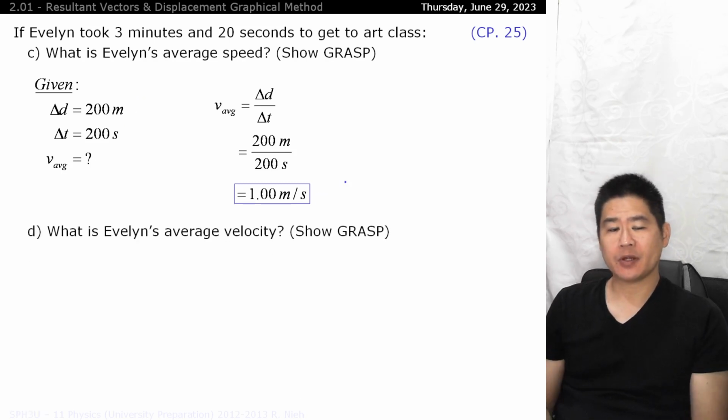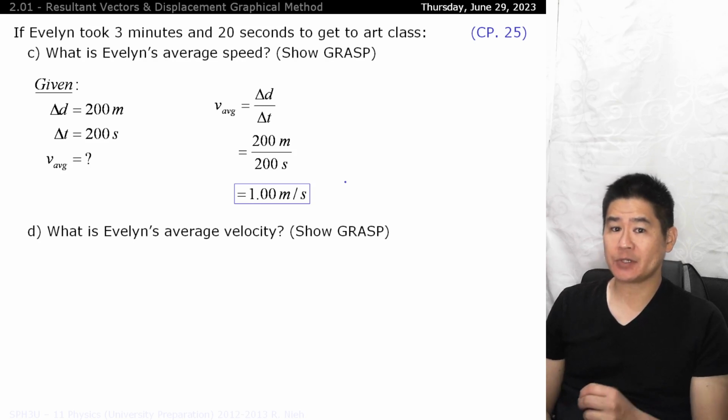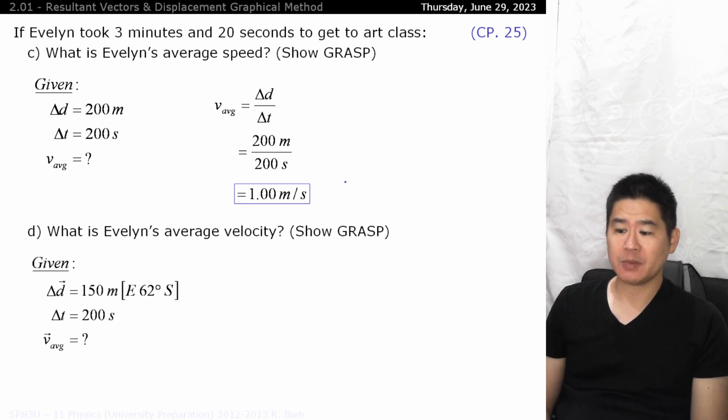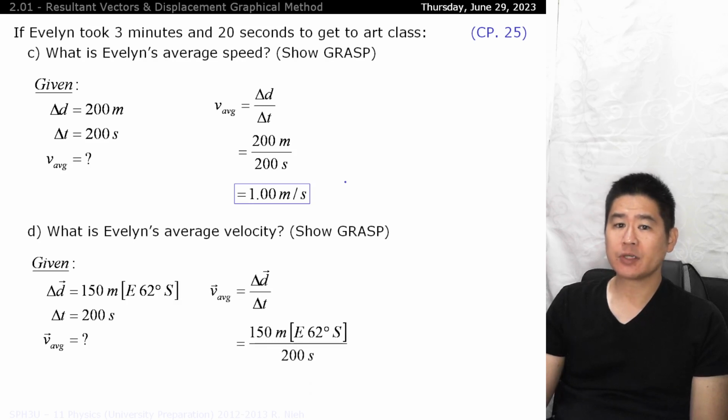On the other hand, with regards to average velocity, by the textbook definition, average velocity is your displacement divided by time. And here's where things start to get weird. Her God mode displacement is not 200 meters. It was down to 150 meters, but it still took her 200 seconds. So you'll notice that this time around you're dividing 150 by 200, which will give you 0.75 meters per second.